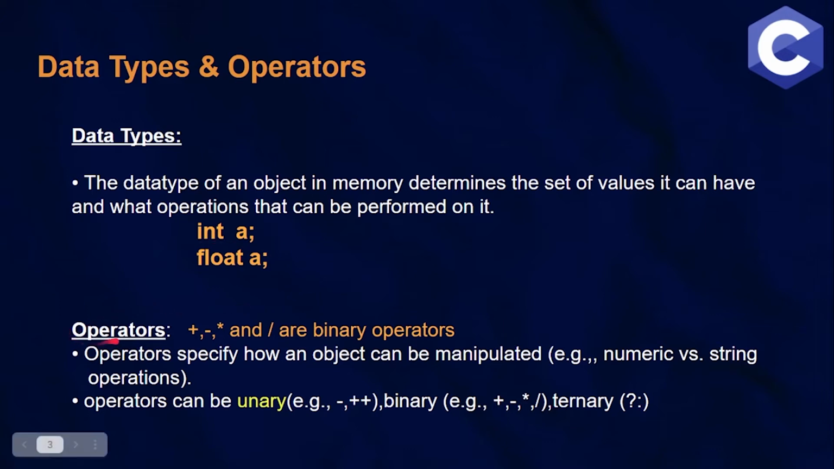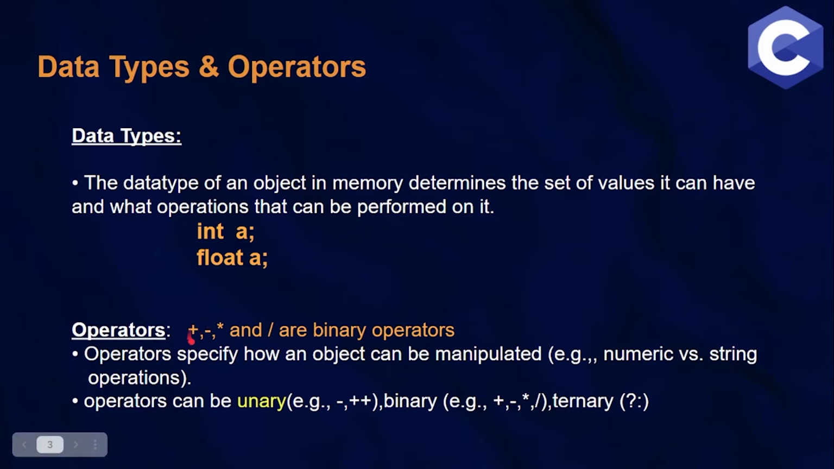So now let us see operators. What are operators? Operators are used for performing operations. How many types of operators do we have? We have unary operators, binary operators, and ternary operators. Unary operators perform their operations on a single variable or single object. Binary operators deal with 2 operands. Ternary operators deal with 3 operands.